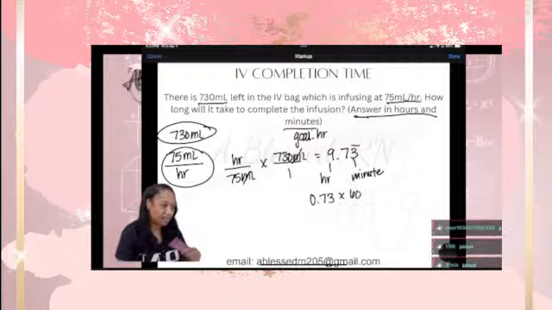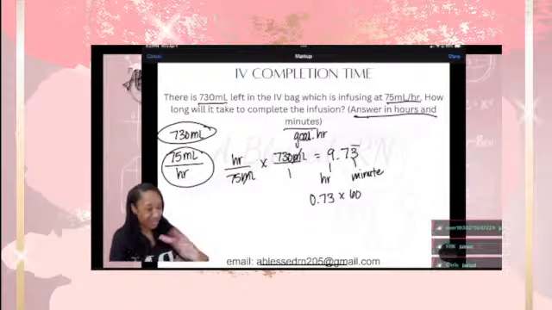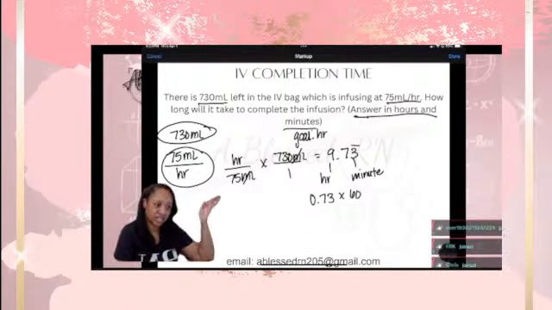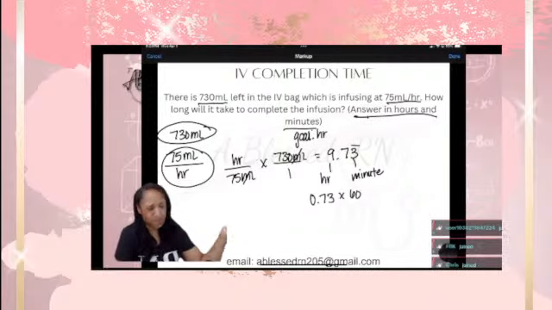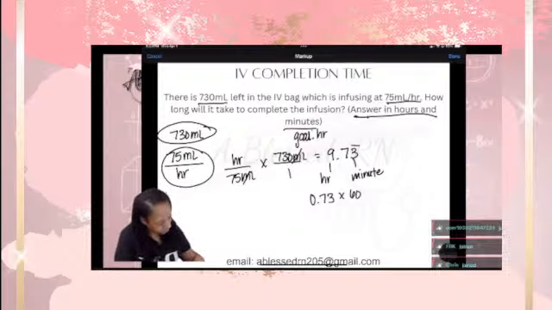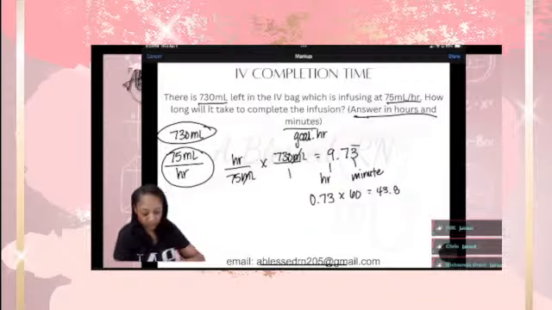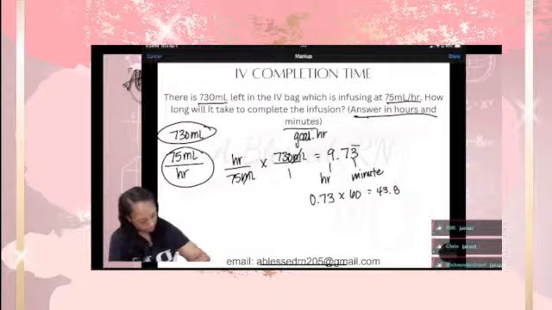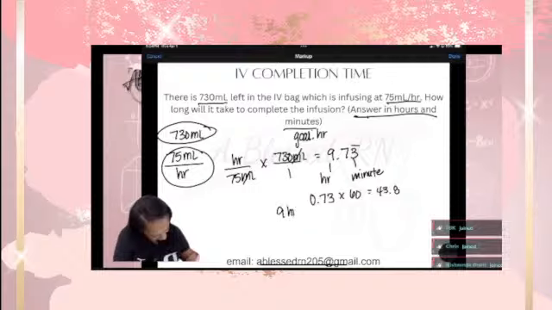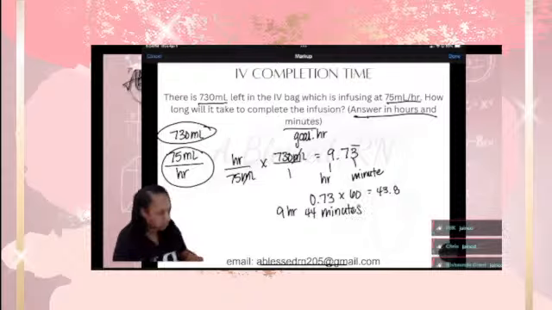Some people ask, how many numbers? I just use 2 numbers behind the decimal, because if it's big enough to be rounded up, you'll see it. It would be obvious. You know what I'm saying? So we'll do 0.73 times 60, and that's going to be 43.8 minutes. So you see what I'm saying? This one here is 43.8 minutes, so just round it to 44 minutes, okay? So we'll do 9 hours and 44 minutes to complete the IV.